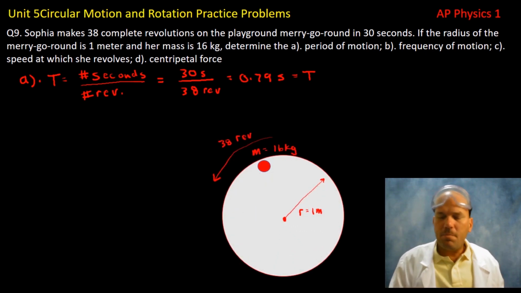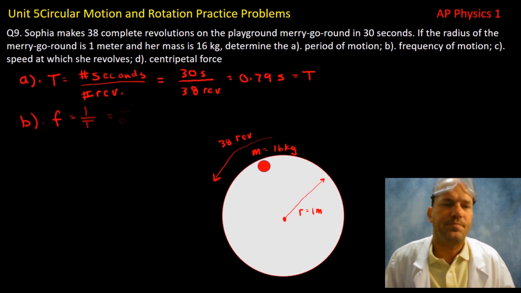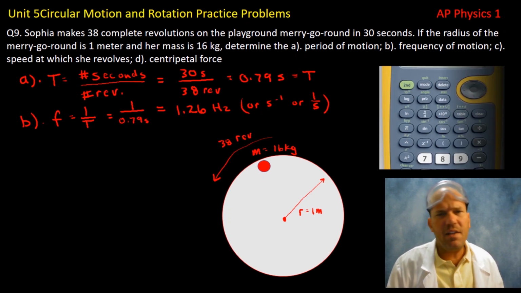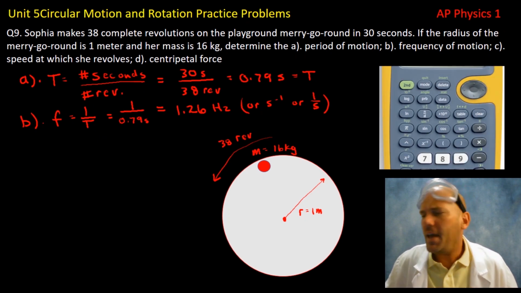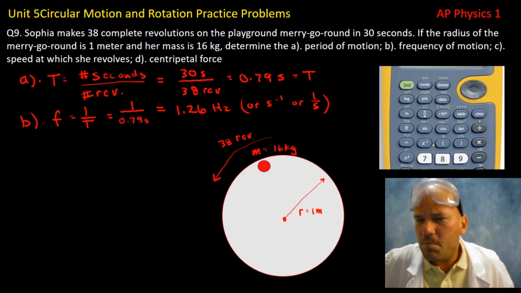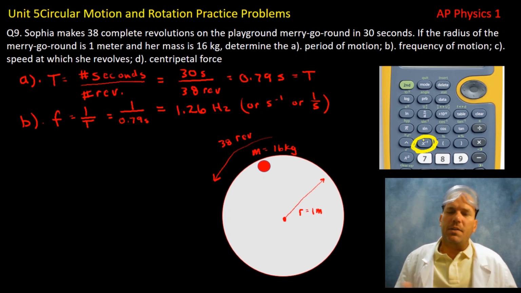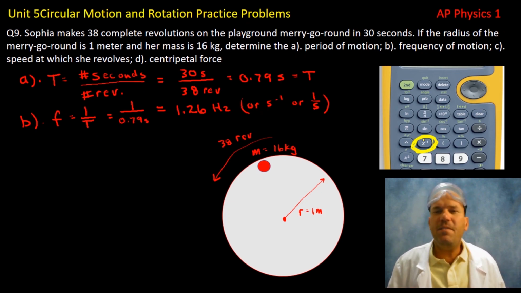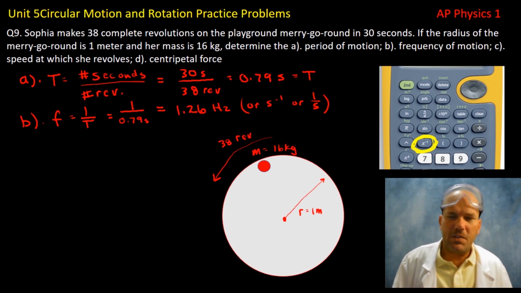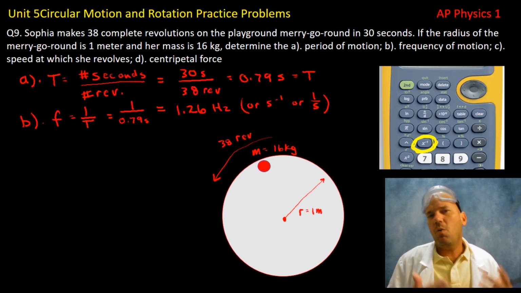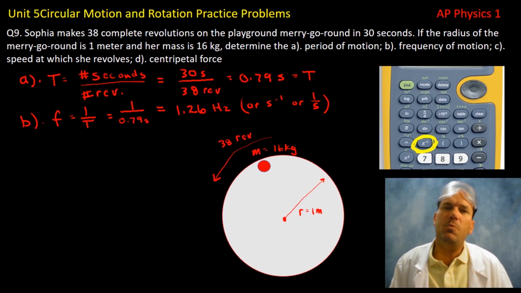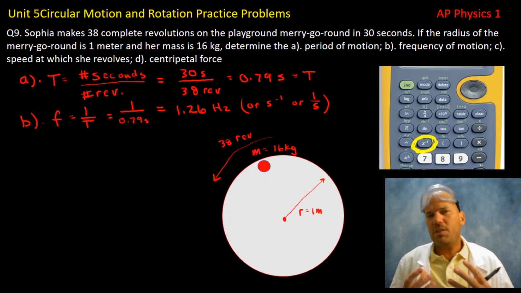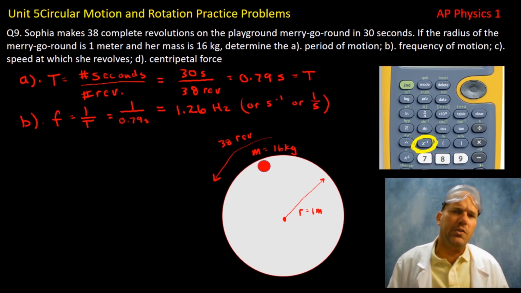Okay, in part B, the frequency of motion. The frequency is simply the inverse of the period. Now I have just this little button here that can be used, and we'll use this later on in the course as well. On your calculator, that's a very convenient way to find the inverse of a number. So in this case, 1 divided by the period gives us 1.26 hertz, which is a derived unit, base SI. Recall, hertz would be the inverse of a second.